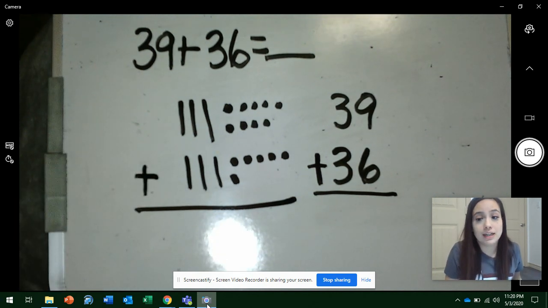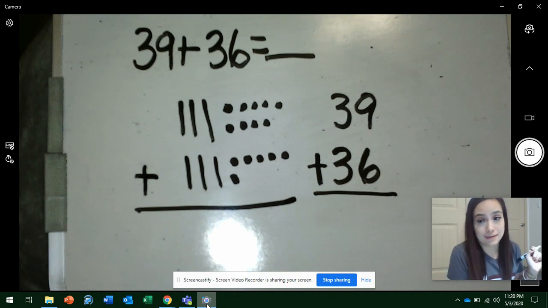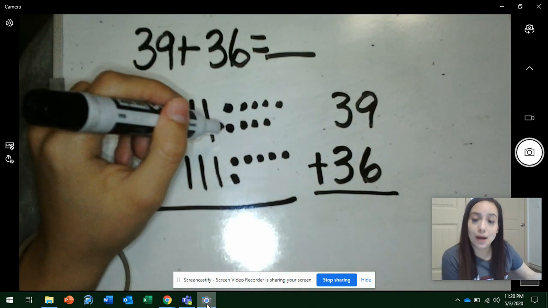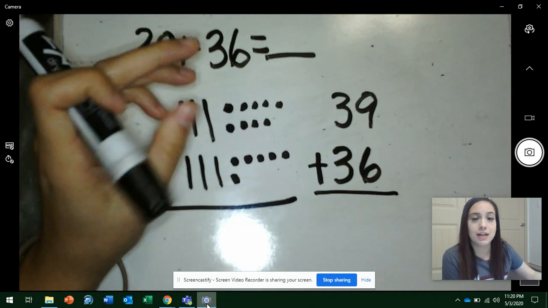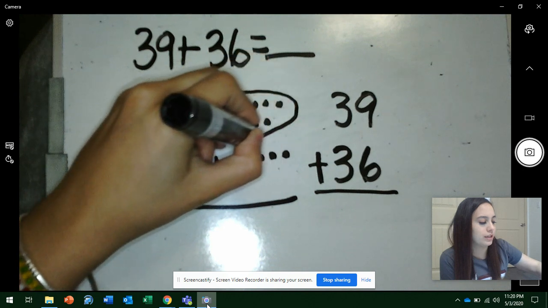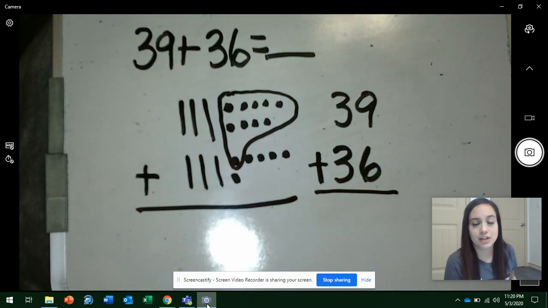So now our third step is to look at the ones and see, can we make a 10? Get ready? Yes, we can, because 9 needs how many more to make 10? Get ready? Yes, one more. So we're going to circle 9 and this one right here. Everybody circle it.